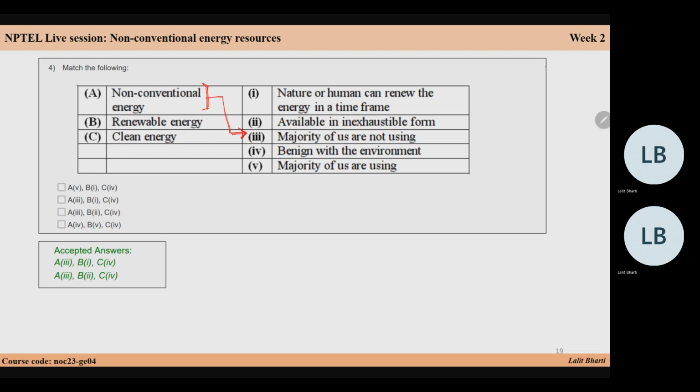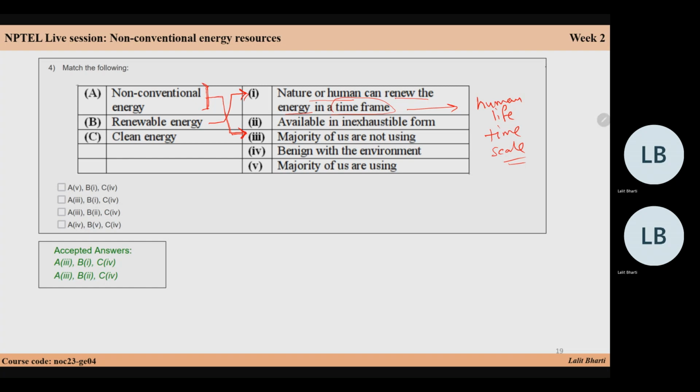The second is renewable energy. From the definition, yes, we can say nature or human can renew the energy in the time frame. The time frame here means the human lifetime scale, so at the human lifetime scale it can be renewed. So yes, B can be the first.